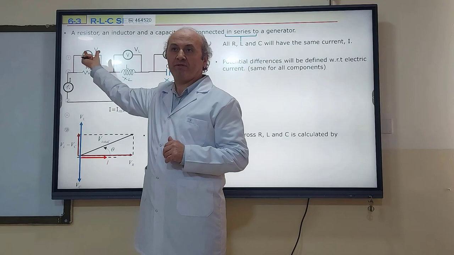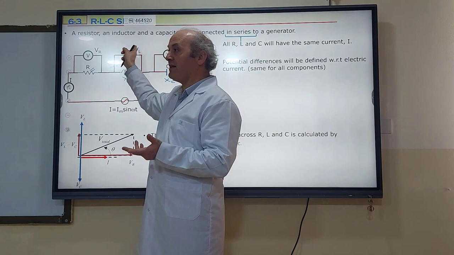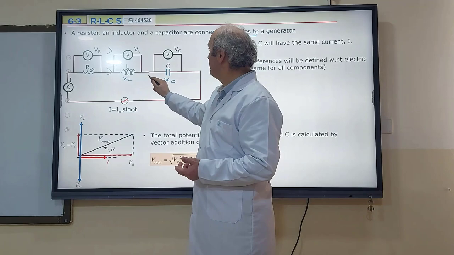For example, if resistance R is greater than XL, VR is greater than VL. If XL is greater than XC, VL is greater than VC. We see the direct proportion, because the same electric current passes through them.